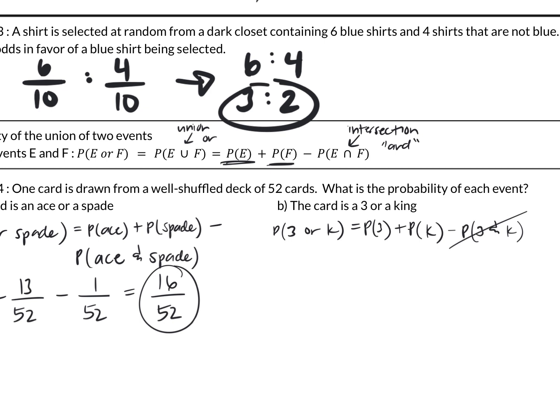But how many 3s are there in a deck of cards? There's 4 3s. There are 4 kings in a deck of cards. Add those together, and I get 8 out of 52.